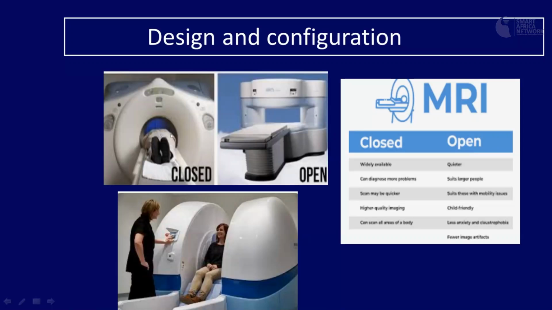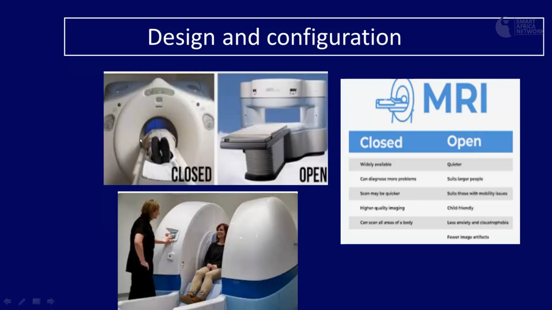So the closed type is this one that has a bore, okay? And some of the advantages of the closed MRI is that it's widely available. That's what you see commonly. And it has versatility in terms of diagnosis. It's also quicker compared to the open one. However, it has some disadvantages for people who have big body sizes or overweight people. They tend to find it difficult to fit into this machine. And also people who are claustrophobic find it very scary to go into this machine.